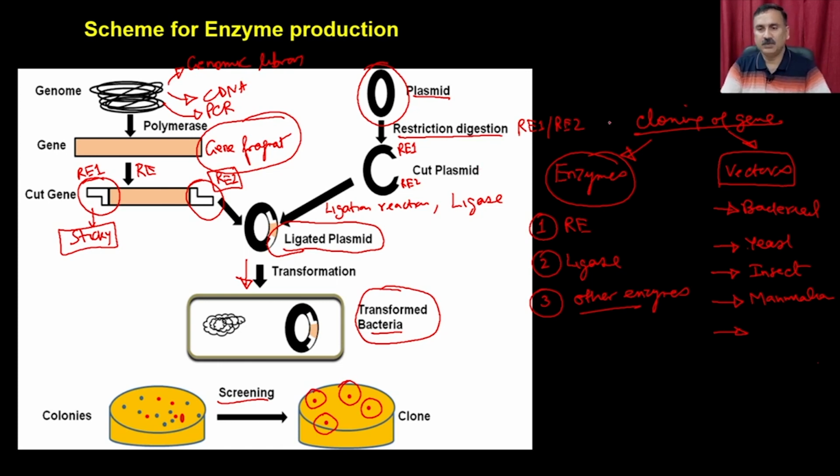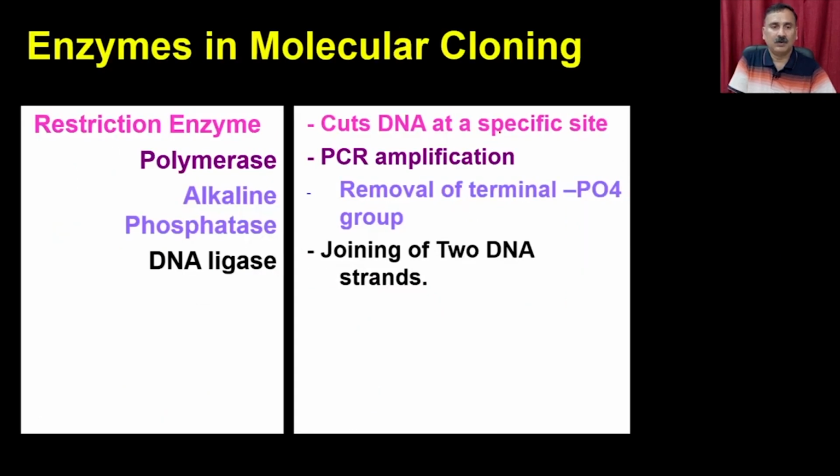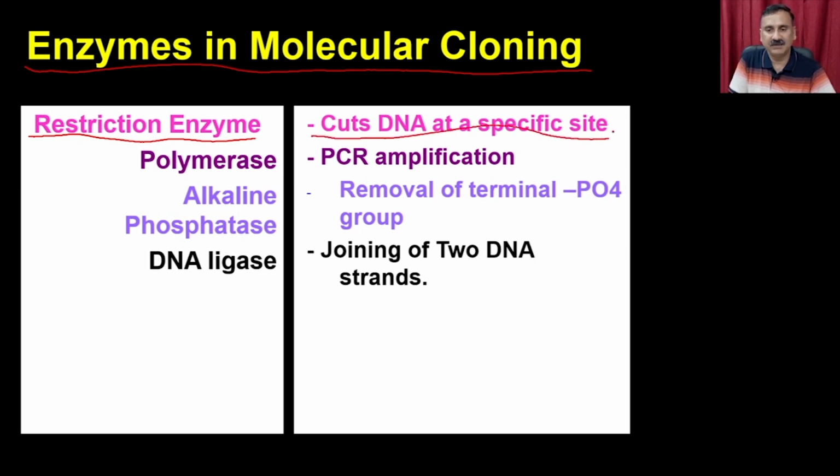So before we get into the details of the cloning of the gene into a suitable vector, we have to have complete information about these enzymes as well as the different types of vectors which are available. The enzymes which are going to be used in molecular cloning are restriction enzymes. The purpose of the restriction enzyme is to cut the DNA at a specific site. For example, in our previous slide, we used restriction enzyme 1 and restriction enzyme 2. Both of these restriction enzymes are specific for their own sequence.